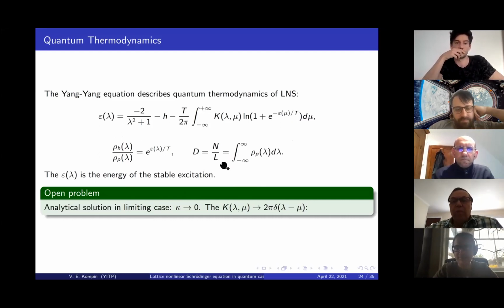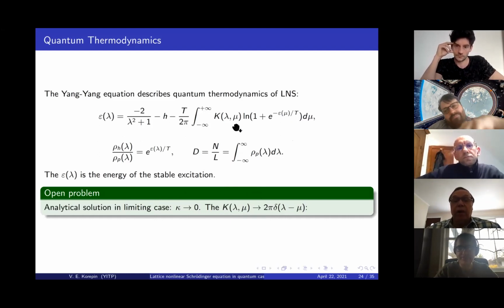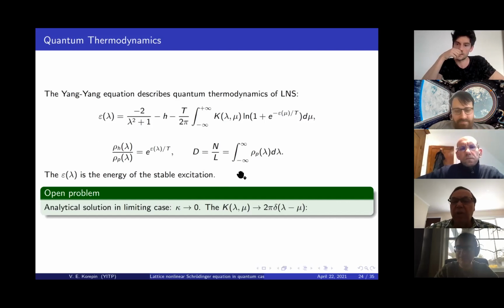The open problem is still the same. I mean, when the coupling constant kappa goes to 0, my kernel of integration turns into the delta function, so I can take the integral. And then it would be interesting to describe analytically the behavior of the solution of this equation in the limit of weak coupling. The singularity is supposed to be smaller, less severe, because thermal fluctuations smoothen quantum fluctuations.